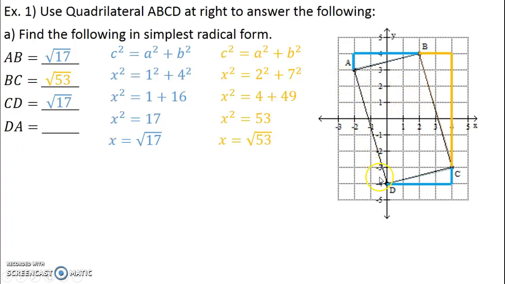I'm going to draw in the right triangle for segment DA, and when I count those legs, I see a leg of 2 and I see a leg of 7. And what do you know? We already did the Pythagorean theorem with a leg of 2 and a leg of 7. We know we're going to get the square root of 53.